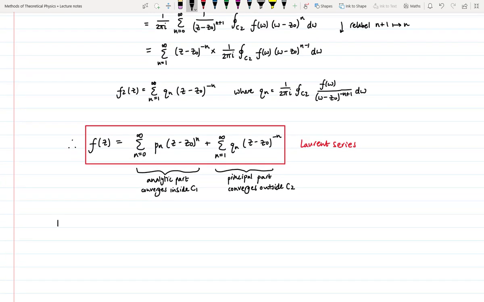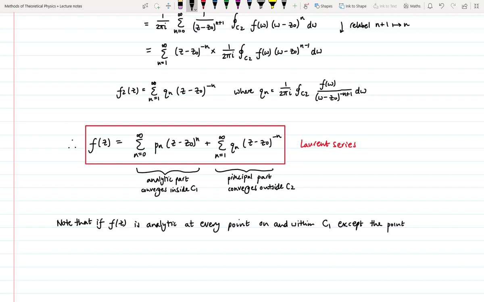A couple more things to note. Note that if f of z is analytic at every point on and within the large circle C1, except the point z0, then we can take the radius of the smaller circle, C2, arbitrarily small.